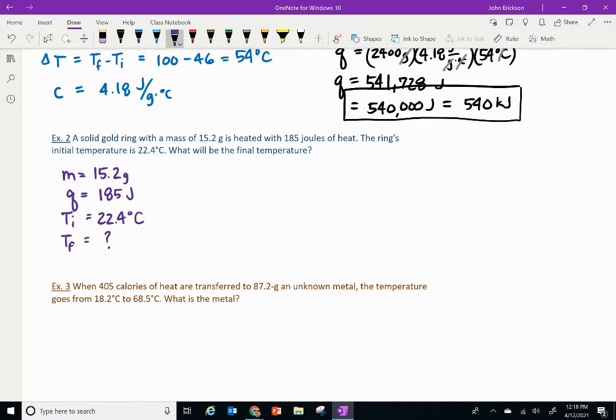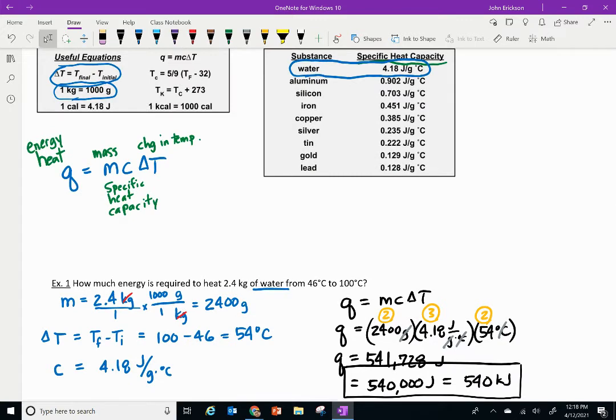Well, there's actually one other number that I can write down here. They told me that the ring was made of gold, so I can look up the value for the specific heat capacity of gold, which is 0.129.